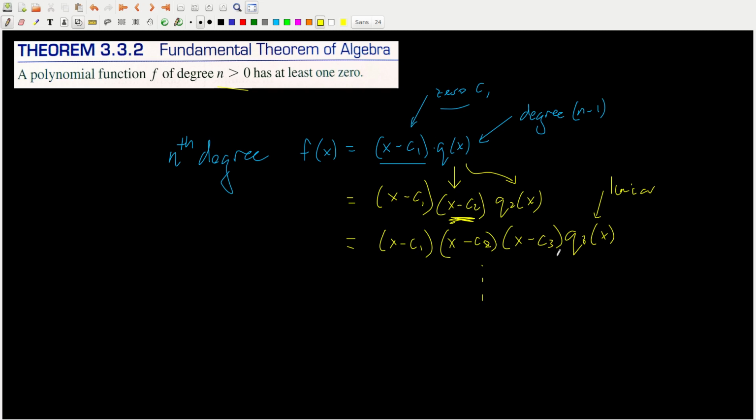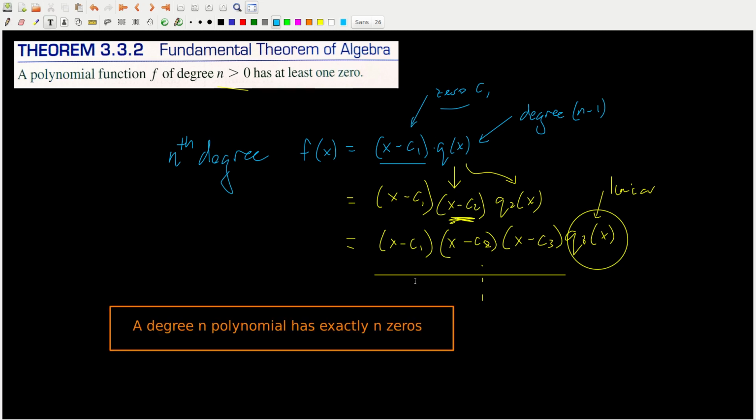At some point it'll be linear, a first degree polynomial, and what I've pulled out are n factors. If I start with a cubic, I'll do it 3 times, I'll end up with 3 linear factors. And so, although the fundamental theorem of algebra says every polynomial has at least 1 0, together with the factor theorem, we can use it to show that every polynomial actually has exactly n zeros. So as a result of the fundamental theorem of algebra, a degree n polynomial has precisely n zeros, always.